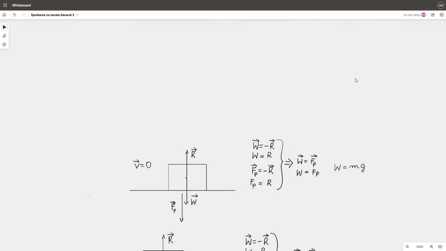Today we'll talk about examples of application of Newton's laws of motion. We'll start with simple problems and then move on to more complex problems. Let's start with a body resting on a flat horizontal surface. It's here.